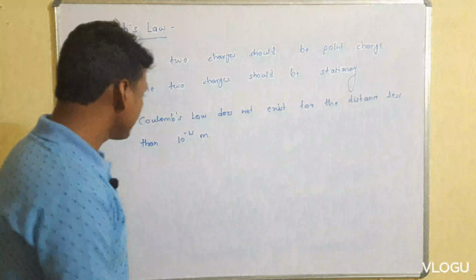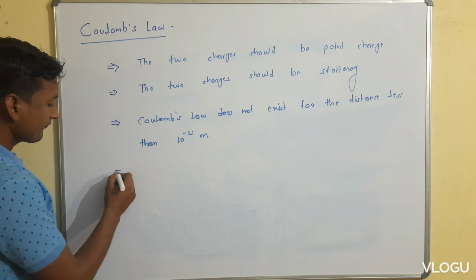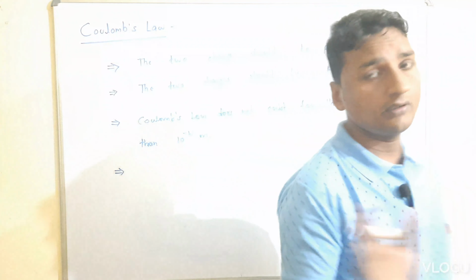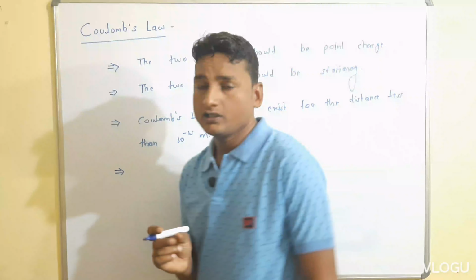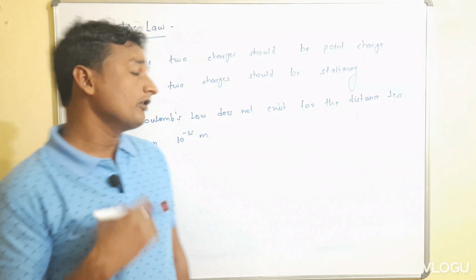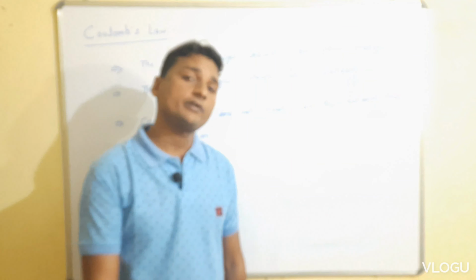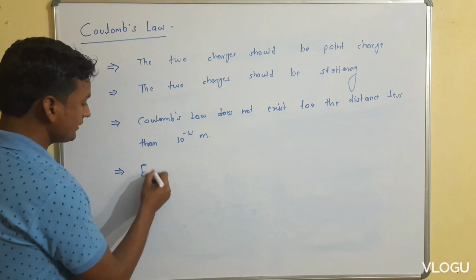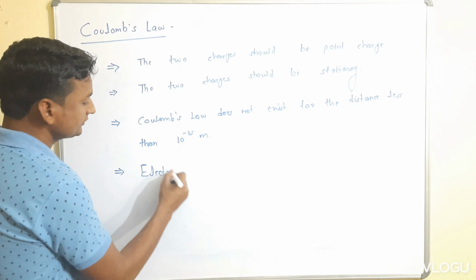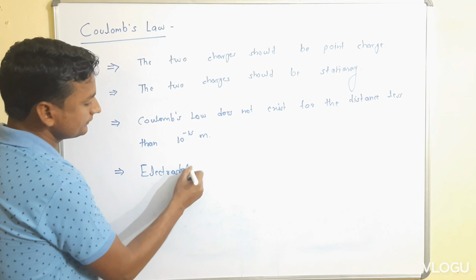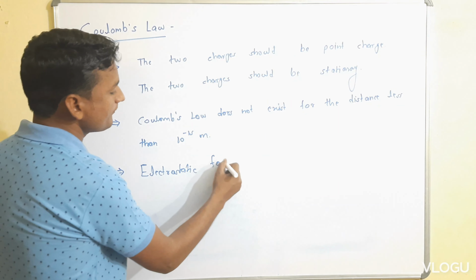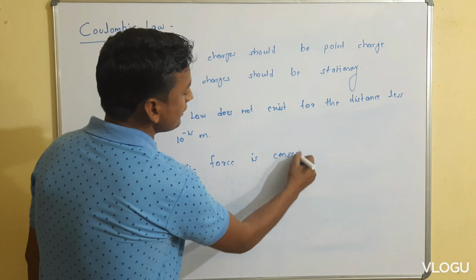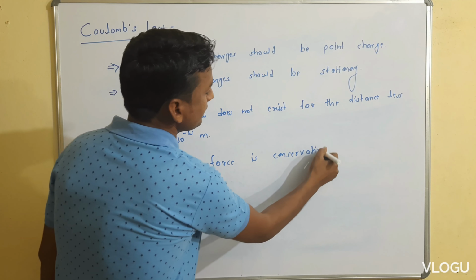Now the fourth one we can consider. These are important points, you can note them down. The fourth one is that the Coulombian force, or force of electrostatics, is always a conservative force. Electrostatic force is a conservative force, or conservative in nature.